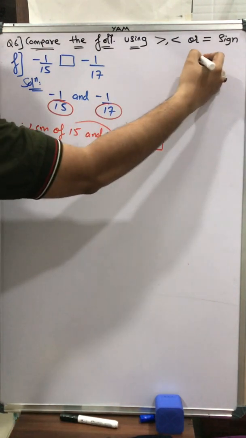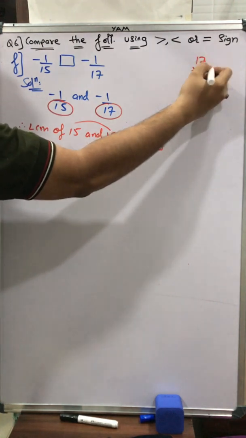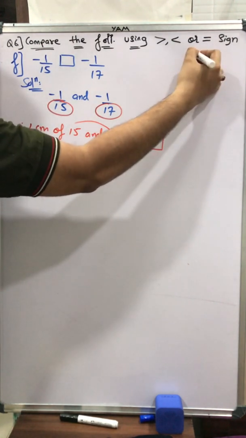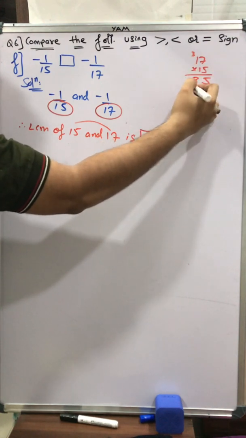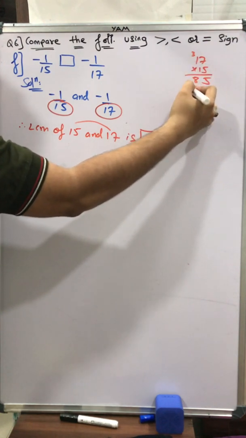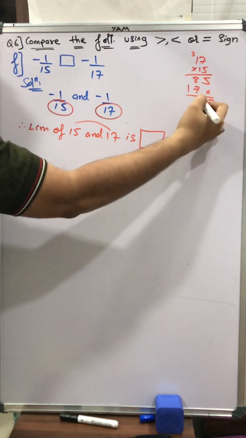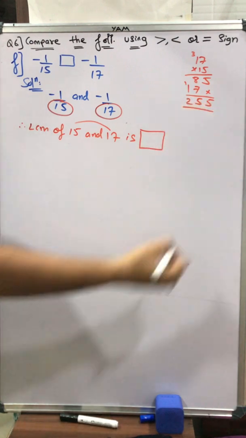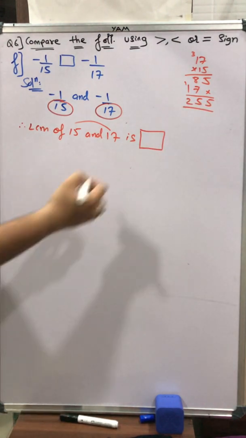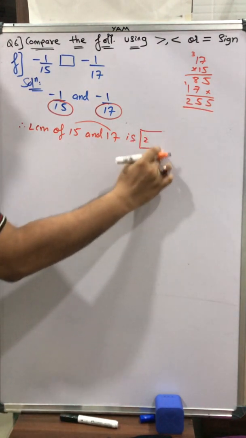So let's multiply. 17 will be multiplied with 15. 5 sevens are 35, carry 3. 5 ones are 5, 6, 7, 8. Then 1 sevens are 7 and 1 ones are 1. It comes to be 5. 7 plus 8 is 15. 255. That means my LCM is 255.